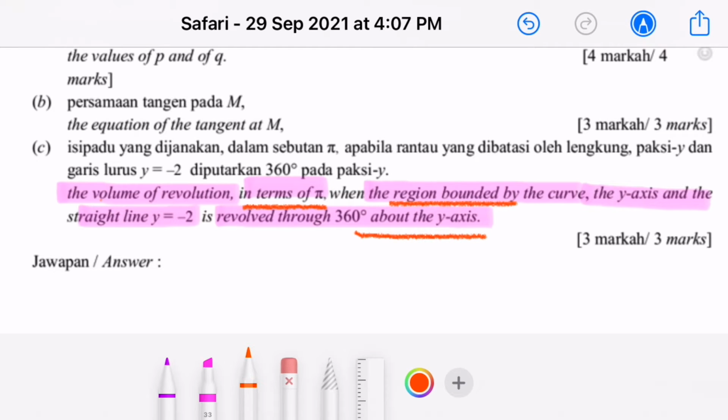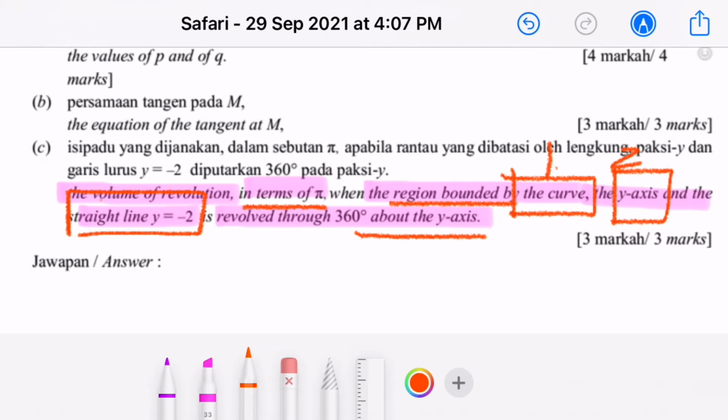Region bounded. Bounded actually means the boundary. So you have to highlight the boundary first. We have one boundary, the curve, the y-axis, and also the straight line y equal to negative 2, meaning that we have 3 boundaries. Okay, it's going to revolve about the y-axis.